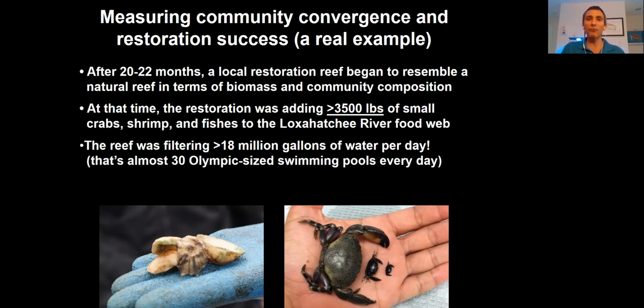They are providing food for your snook and your tarpon and your redfish and your dolphins that live in the estuary. And then just as a cool little tidbit, we mathematically figured out, based on the number of oysters per square meter, that 3-acre reef was filtering about 18 million gallons of water every day. That's like 30 Olympic-sized swimming pools per day.